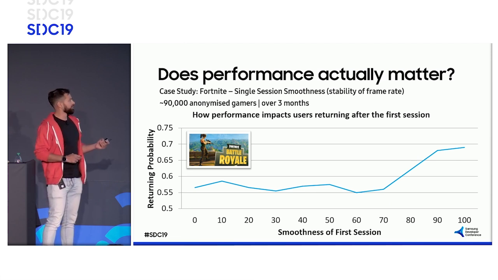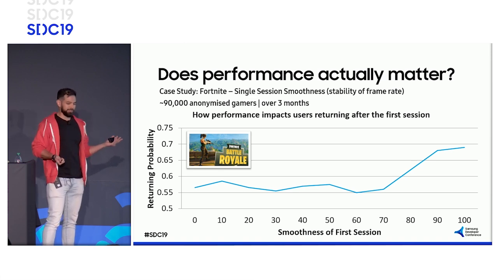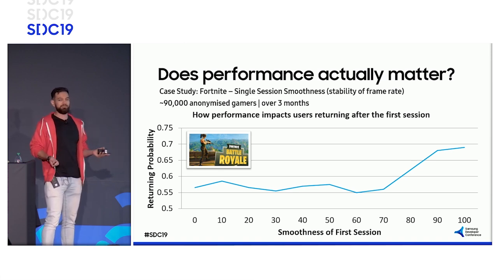And we looked at 90,000 users who played Fortnite as their first play session. So we were seeing, does performance impact behavior? And in this case, behavior was engagement. So we looked at simple single session churn. So a user played a game, and did they subsequently play another game, like a second session?